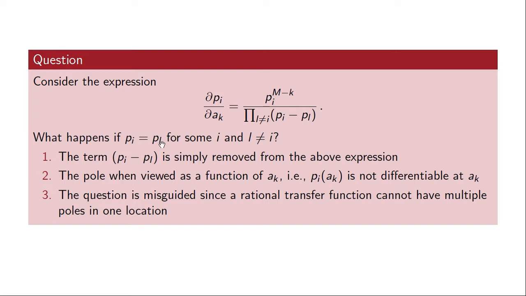So if for some l not equal to the i that we are considering, you have a pole which is in the same place, you would clearly get a division by zero in this formula. But what does that mean in practice? Does that mean that the corresponding term p_i minus p_l would simply be removed from the expression? Does it mean that if you look at the pole p_i as a function of the coefficient a_k, that function would not be differentiable at the particular value of a_k? Or is the question simply misguided, since any rational transfer function cannot have multiple poles in the same location?